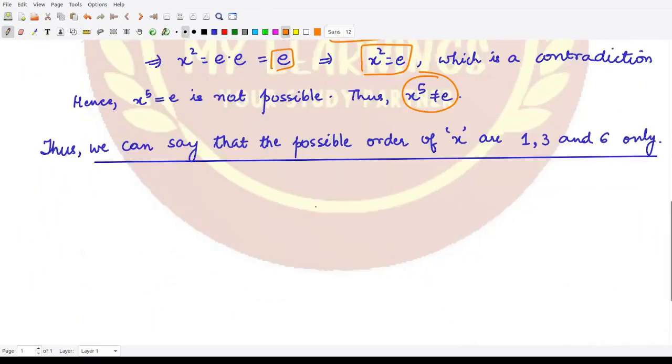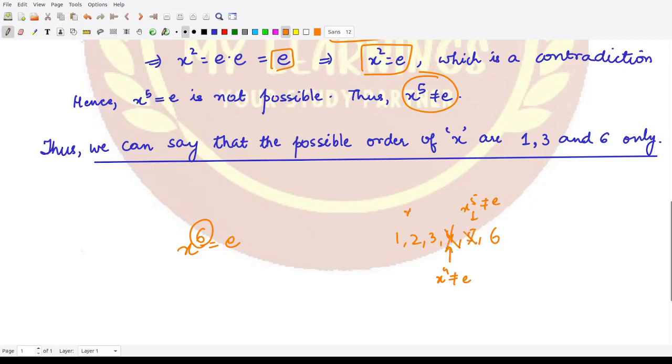So in this case, you are given x raised to power 6 is identity. So that means we have to look for the powers of x which are less than 6. So we have the options 1, 2, 3, 4, 5 and 6. Now from these options, you see x raised to power 4 is not equal to identity. X raised to power 5 is also not equal to identity. So therefore, 4 and 5 get cancelled.